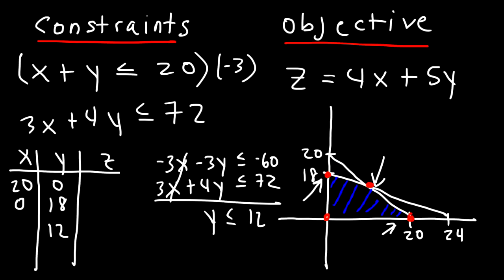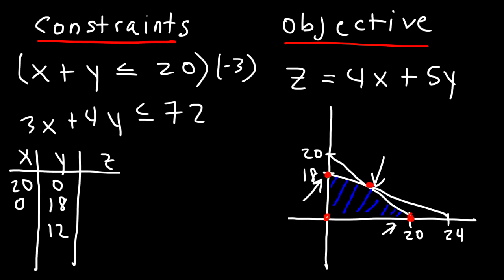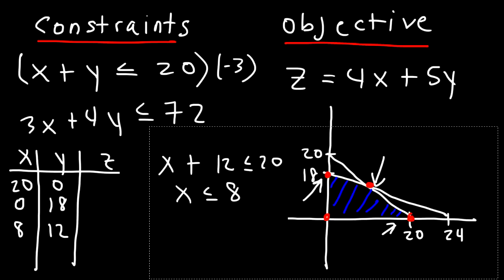Now we need to calculate x. So I'm going to use the very first inequality, before we multiplied it by 3. So let's replace y with 12. 20 minus 12 is 8. So x is at most 8 at that point. Now we don't need the graph anymore now that we have our points of interest.